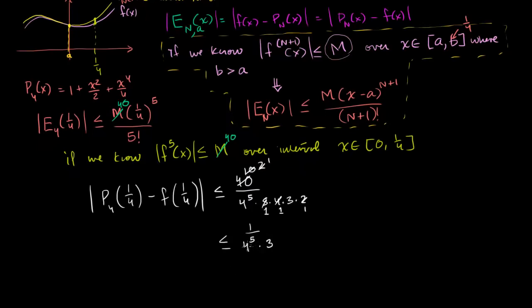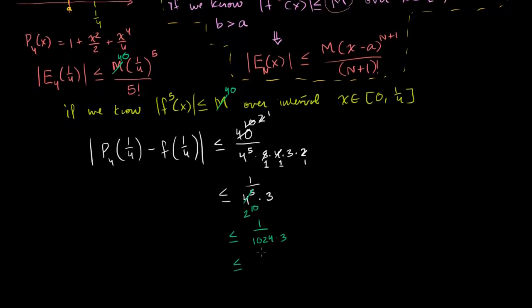And so what is 4 to the 5th? You may or may not know. You can work it out by hand if you like. But 4 to the 5th is the same thing as 2 to the 10th power, because 4 is 2 squared. 2 to the 10th power, if you're familiar with computer science, is 1024. But you can work it out yourself. So this is less than or equal to 1 over 1024 times 3. So what is that? That is less than or equal to 1 over 3,072.